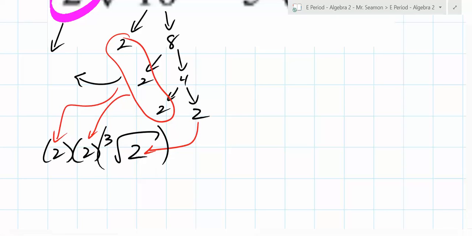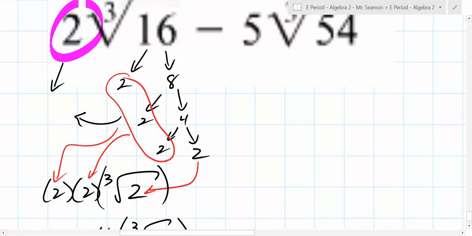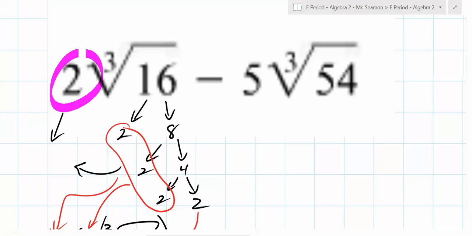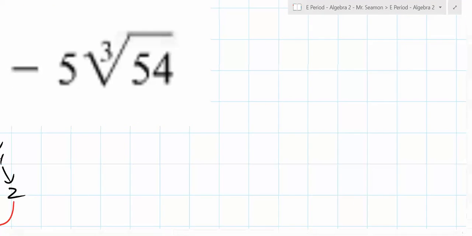So to fully simplify this, we now have 4 times the... Circle 3. I'm circling because what root is it, Nick? Oh, okay. Cube root. So over here, we need to do the exact same thing. What can we pull out of 54? Remember, pull out the 3 and what?